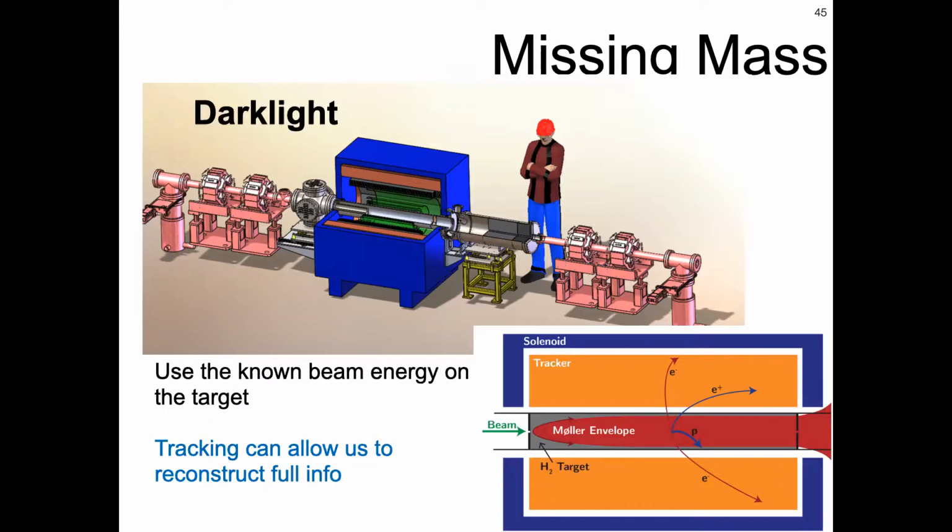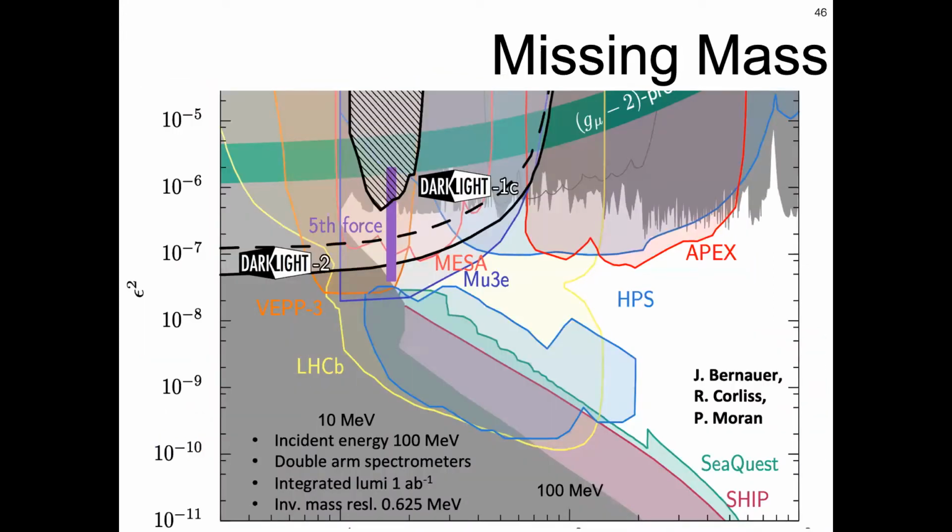But yeah, this is the one, but it turns out it's not super sensitive. Elastic scattering is still an even lower energy process, and so you don't gain too much. Just to show you, the DarkLight bounds are here. This is 10 MeV, so it probes a very small region of phase space. But yeah, this is the one example.